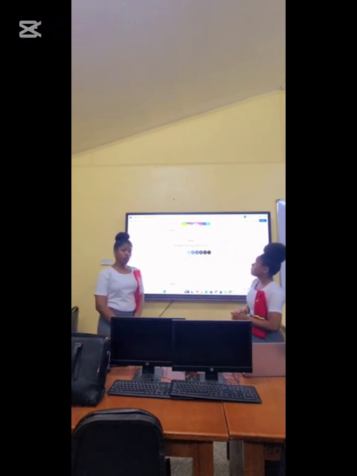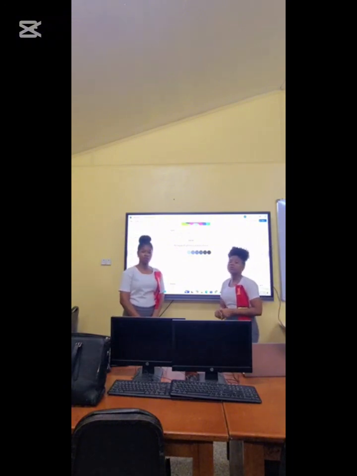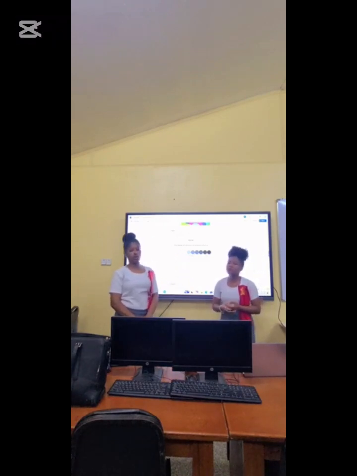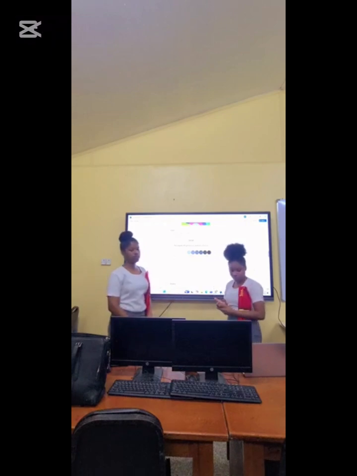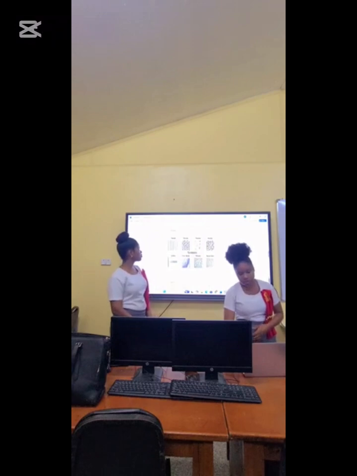So value also gives your work or your object form. Yes. Likewise, we had shape and we had form. Value brings out the form in your work and in your object. Okay, which we're going to move on to texture.